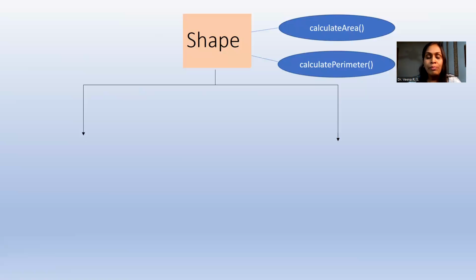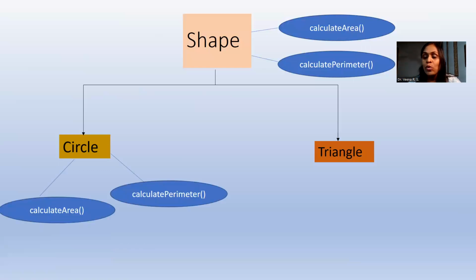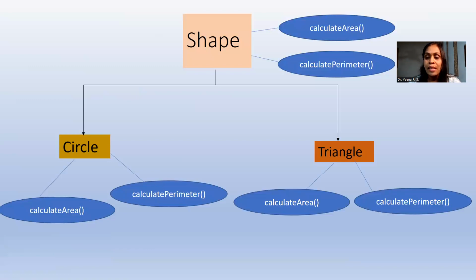There is an inheritance between Shape and two subclasses, that is, Circle and Triangle. As far as the problem statement is concerned, there is an abstract class Shape which contains the abstract methods calculate area and calculate perimeter. There are two subclasses inherited from the Shape class, that is, Circle and Triangle, and we should override the calculate area and calculate perimeter methods in the subclasses. So this is the visualization of the given problem statement, which we have to convert into a program.